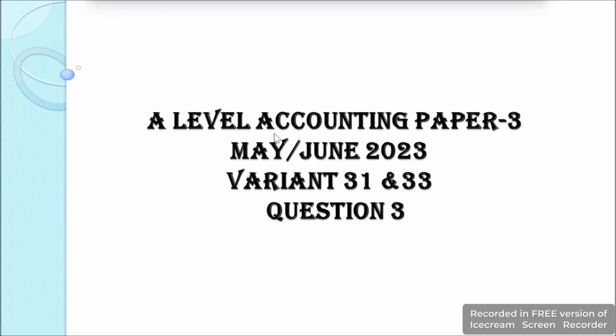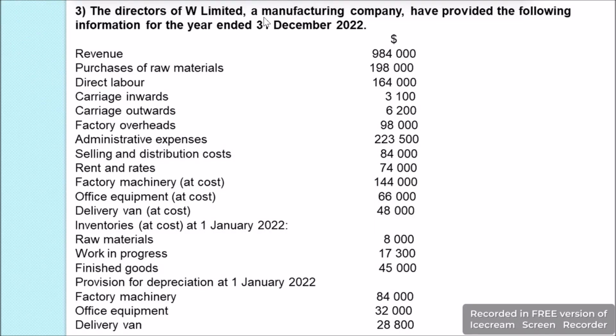In this video, we are going to do an A-level question from paper 3, May-June 2023, variant 31 and 33, both are same. Question 3. The directors of W Limited, a manufacturing company, have provided the following information for the year ended 31st December 2022.